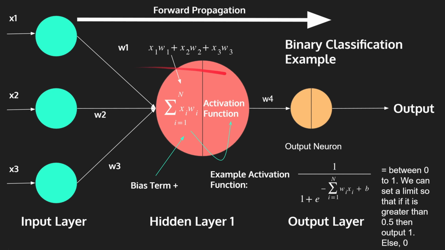And this entire process is called forward propagation, right? This process is called forward propagation, where we're multiplying the input by the weight. We're taking the sum, adding the bias term, and feeding it into the activation function. We get the output, multiply that by a weight, and we feed it into our output neuron, and finally we get our output. That entire process is called forward propagation.